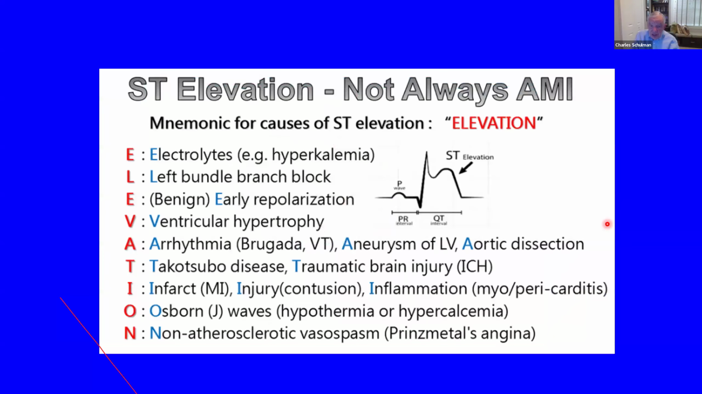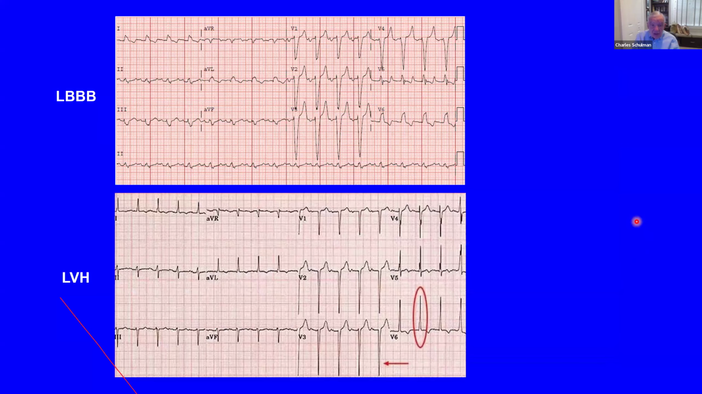Now, ST elevation is not always acute myocardial infarction. There's a mnemonic for the various causes of ST elevation: electrolytes, left bundle branch block, early repolarization, ventricular hypertrophy, some arrhythmias, Takotsubo disease, infarct and injury, and vasospasm.